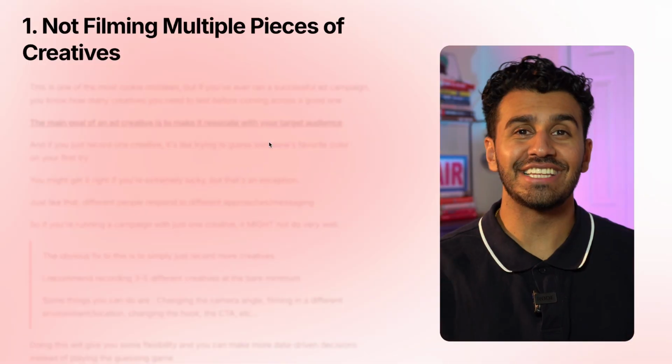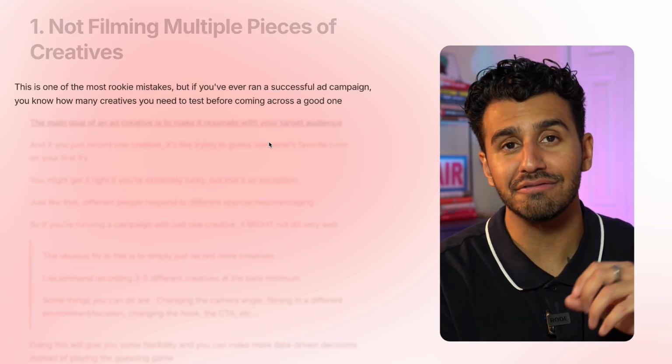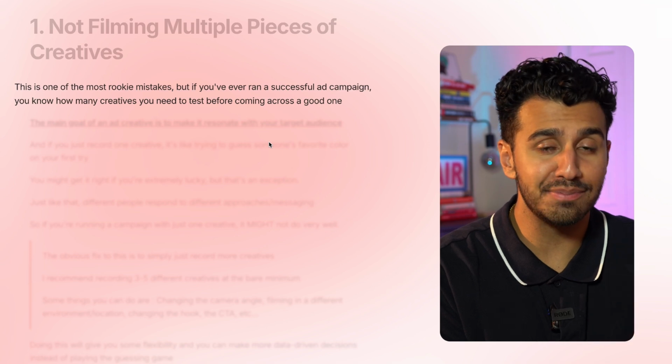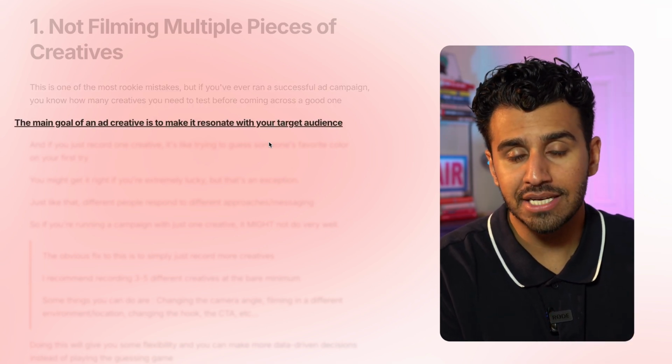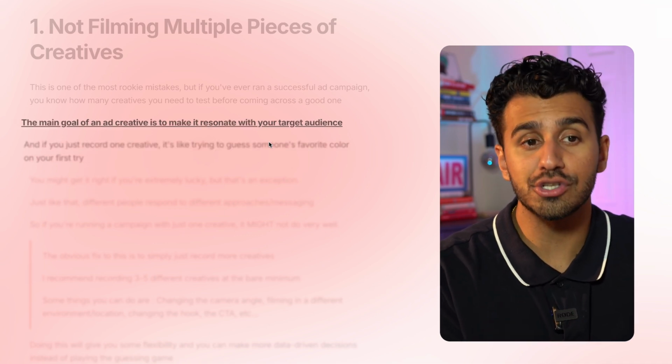The number one mistake that I see realtors making is not testing multiple pieces of front-end creative. And this is a pretty big rookie mistake that I see a lot of agency owners who are new to YouTube ads make, or realtors who are just getting into YouTube ads for the very first time. Now remember, the goal of testing good creative is to find something that resonates with your target audience.